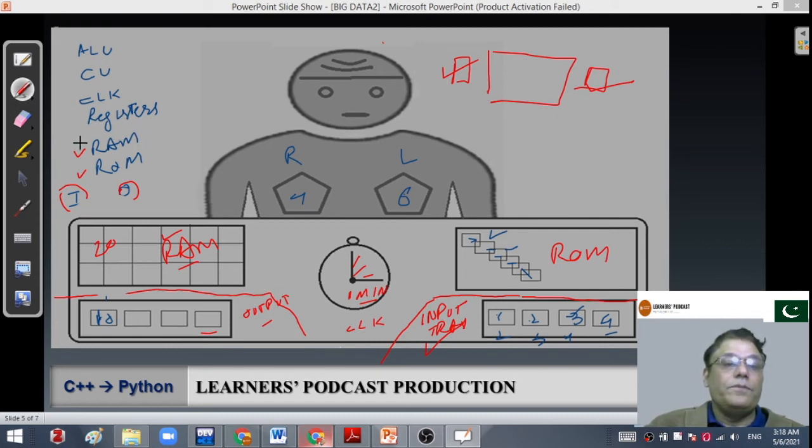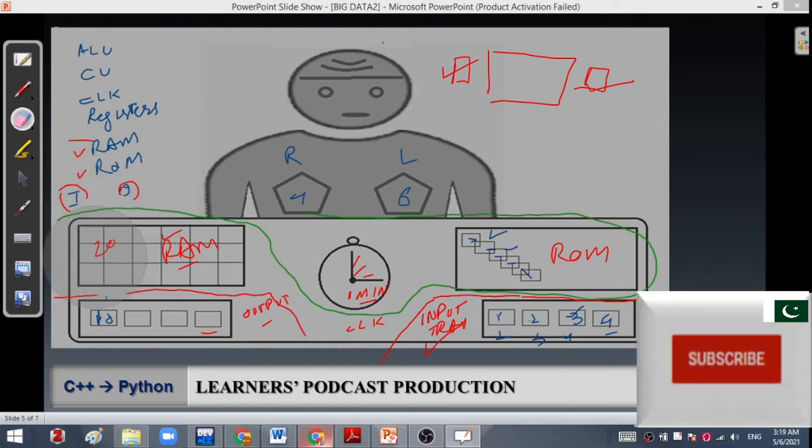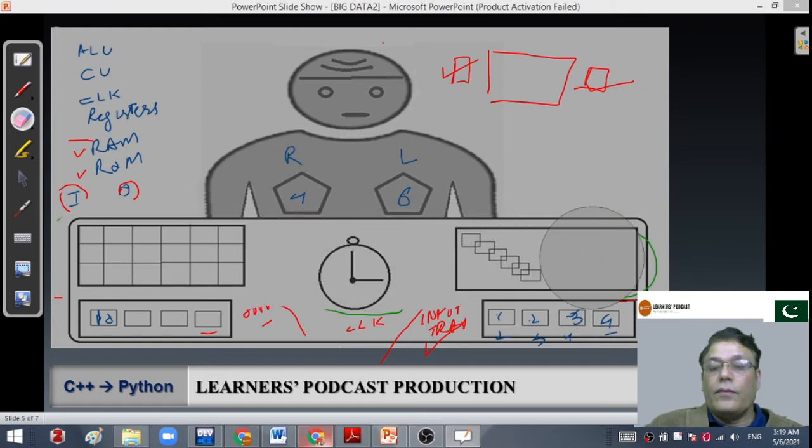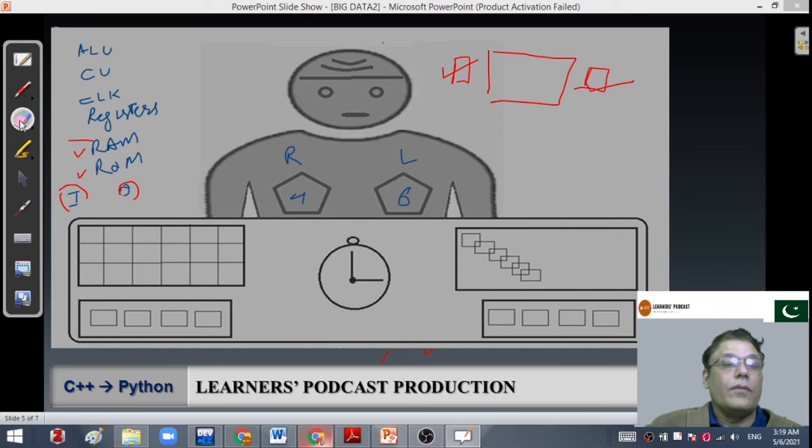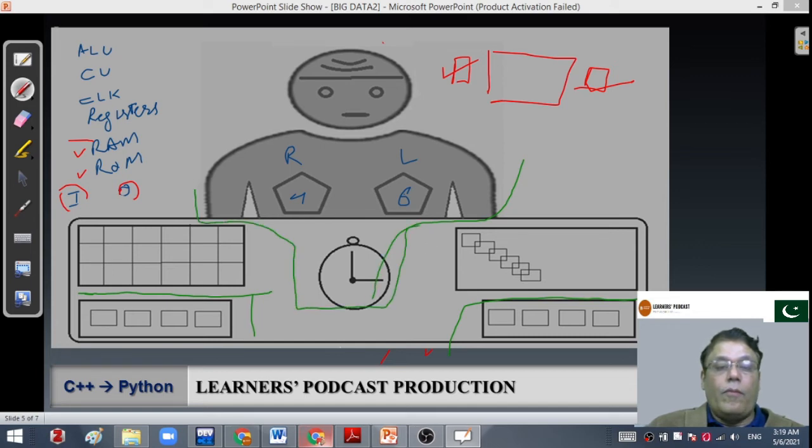Okay, now we are moving on. I also separate this one, and for that I use another color. I do it again for you. This one and this one, these are the input and output devices. Okay. All right. And this one, if you separate this part, this ROM and this RAM, this is called the internal memory. Okay, these two are the ROM and these are the RAMs.